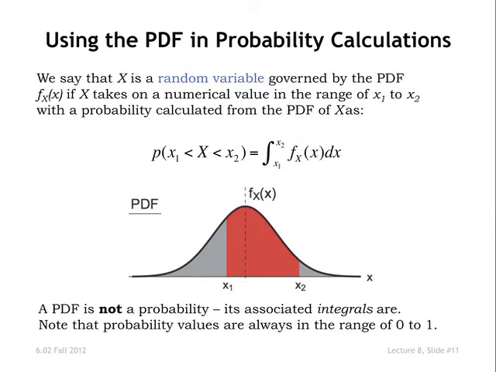Okay, so we say that x is a random variable governed by a particular probability density function. You can compute the probability that x lies in some particular interval by taking the corresponding area under that PDF. So the PDF is the object that gives you probabilities from areas under the curve. If you want the probability that the quantity x takes numerical values in the range x1 to x2, then you integrate the PDF from x1 to x2, and this area is the probability.